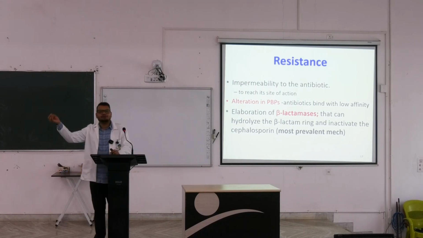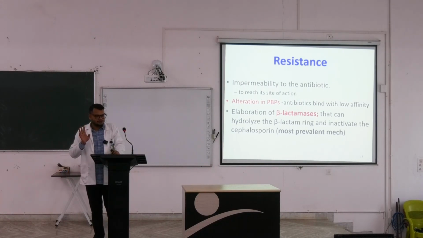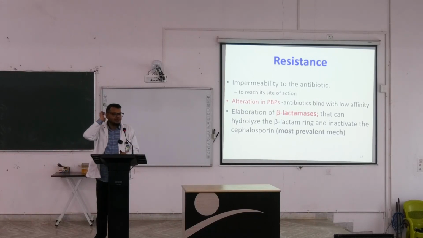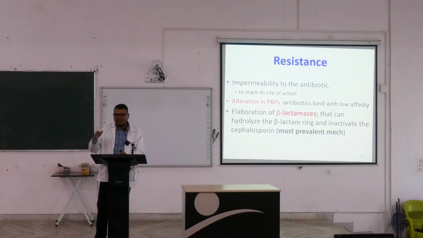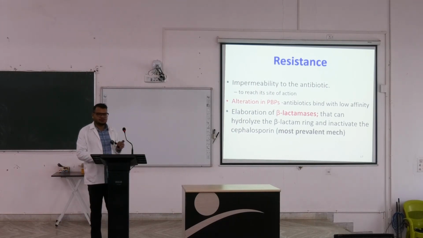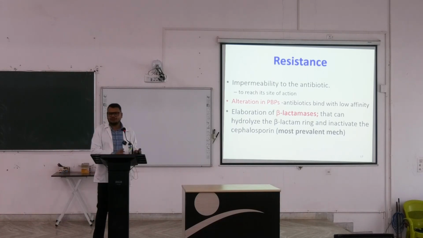So, we added clavulanic acid with that. Clavulanic acid with amoxicillin came in 1985 or 1990. By 1995 or 2000, amoxiclav was also resistant. So, from 1990 basically the cephalosporins started coming. When the first generation came, it was effective, then it became resistant.